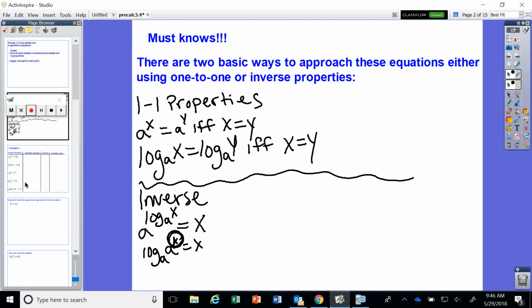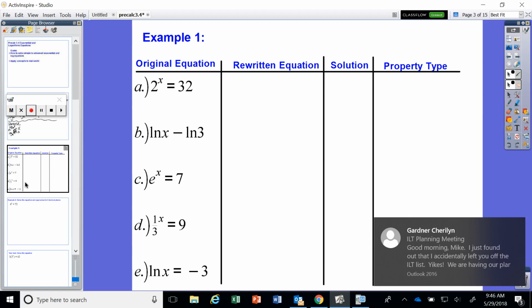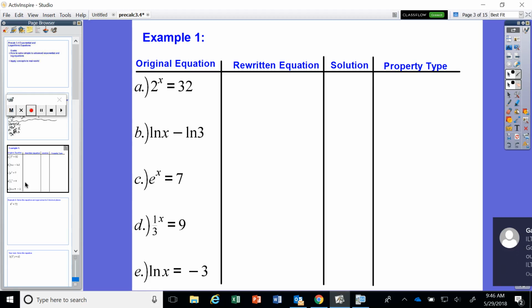All right, so let's take a look at an example, very basic to start things off with. We have 5 different scenarios here. What I've done is take the original equation and rewrite it so that we can use a property, or possibly have to log or do something to both sides of said equation. So let's take a look.